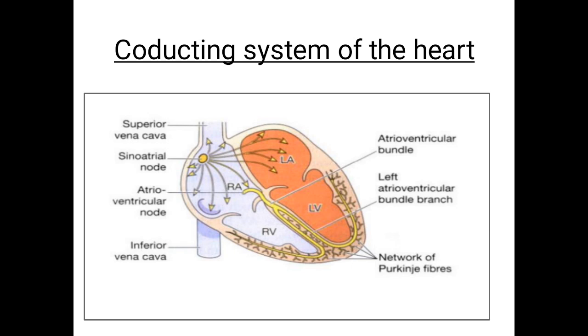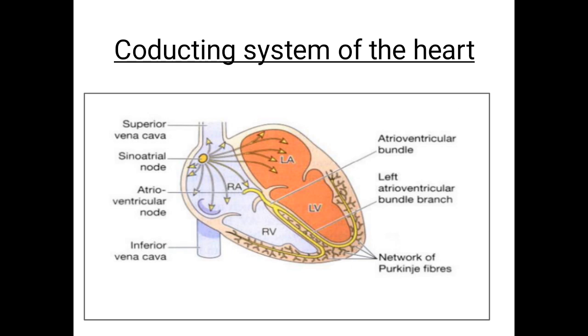When relaxation begins to take place in the atria, the impulses will start sweeping down through the atrioventricular bundle, and then down to the bundle of His. From the bundle of His, they branch down into the Purkinje fibers. These Purkinje fibers are connected to the muscles, the myocardium. This will cause a ventricular contraction.